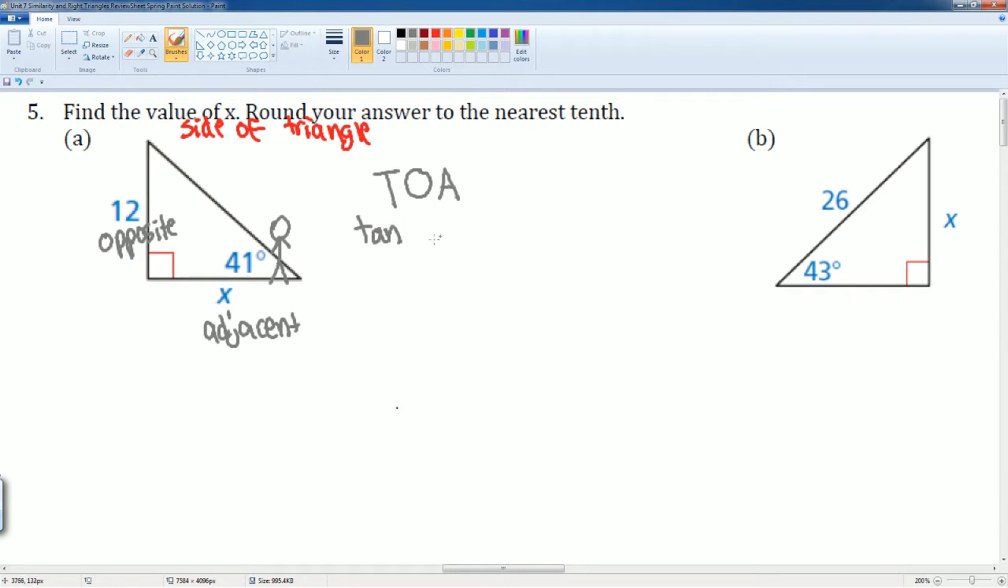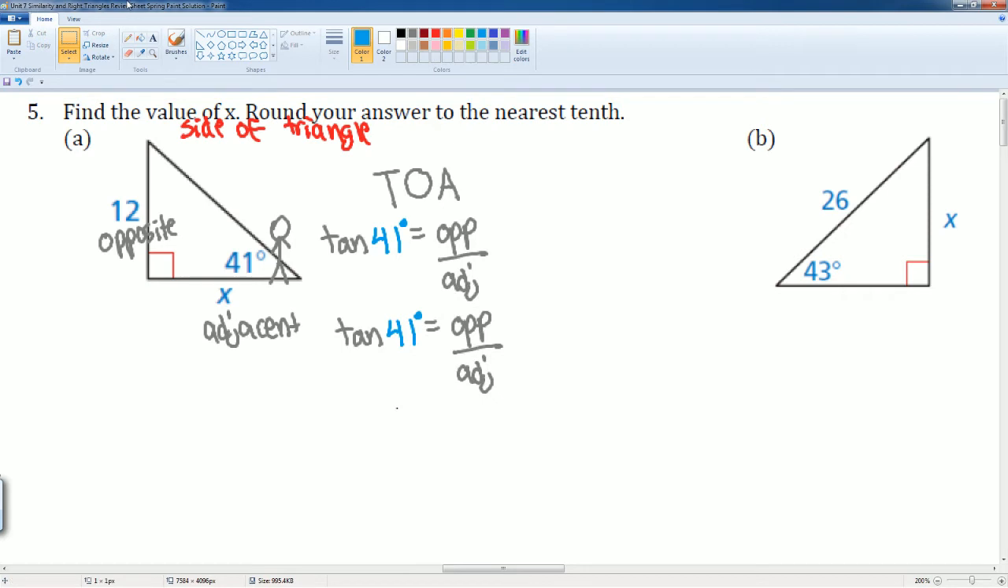So when you set up the ratio, it's going to be tan of your 41 degrees is going to be equal to your opposite, which is 12, divided by, let me just write this for you. Your tan is going to be your opposite divided by your adjacent. Tan of 41. You also want to make sure you have the angle here. So now we can make that substitution.